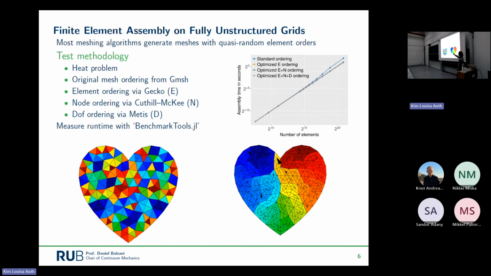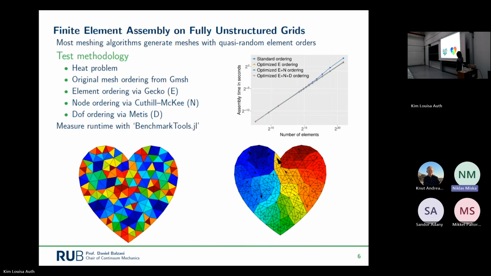We not only order the elements for the testing here, but we also order the nodes, because the nodes are also quite randomly ordered when we generate the mesh. And we do the same with our DOF orderings, because why should the DOF ordering be optimal? As we see here on the right, that's actually a generated optimized ordering for these elements with Gecko.